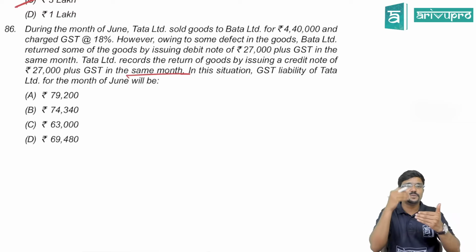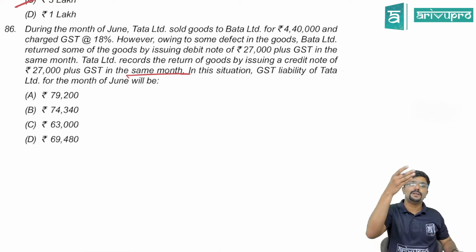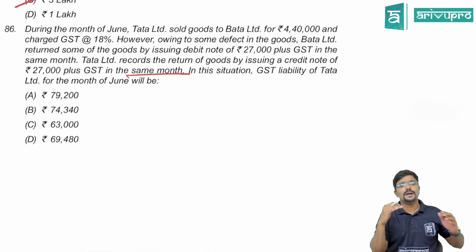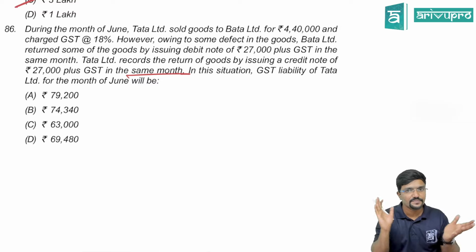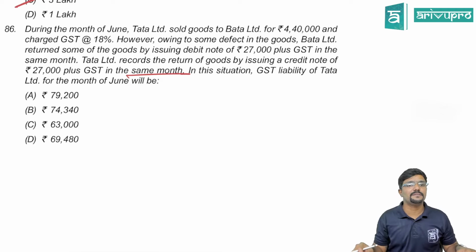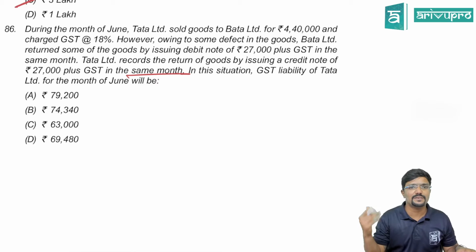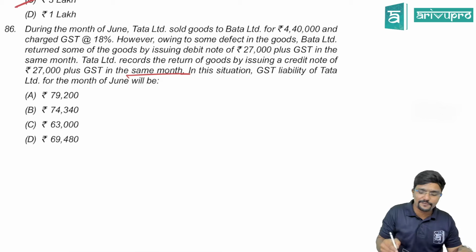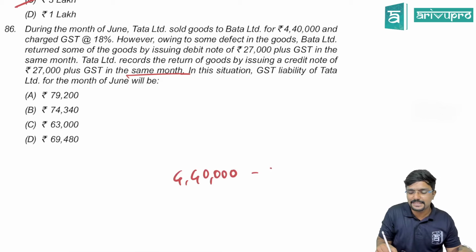Goods were sold for 4,40,000. Out of that, 27,000 worth of goods were returned by the customer. He issued a debit note and the seller should issue a credit note. Both have happened. In this situation, what will be the GST liability of Tata Limited for the month of June? See, their sales is 4,40,000. Should we consider the full 4,40,000? No, because as the return is in the same month, you net off.